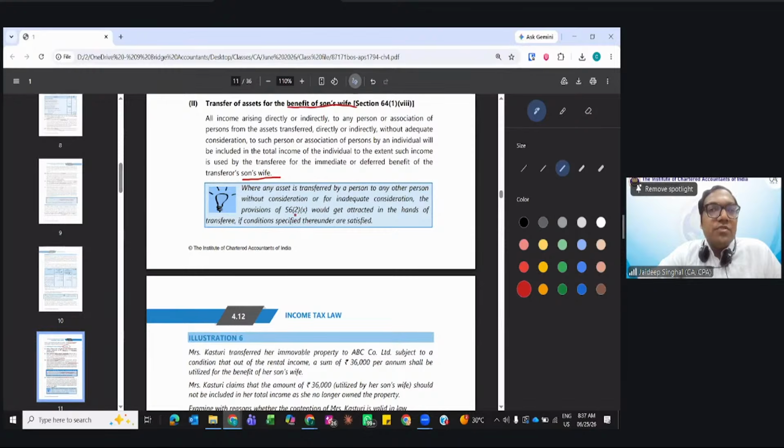Have you studied 56(2)(x)? Other sources? If anyone receives any asset without consideration, 56(2)(x) is attracted. Those provisions will remain intact. Those will apply. Do you know about 56(2)(x)?